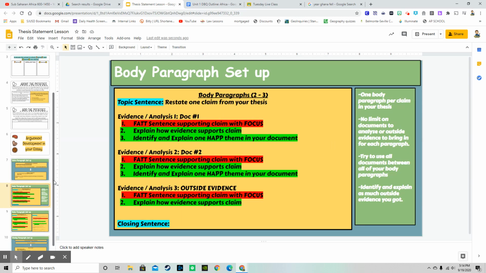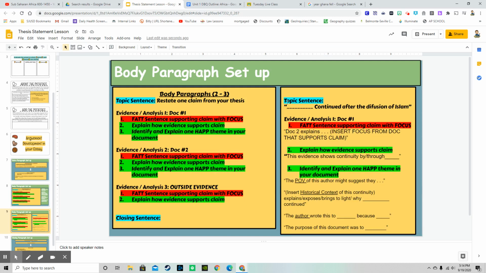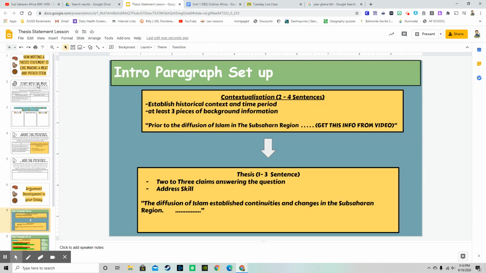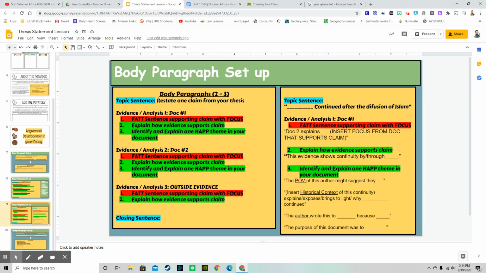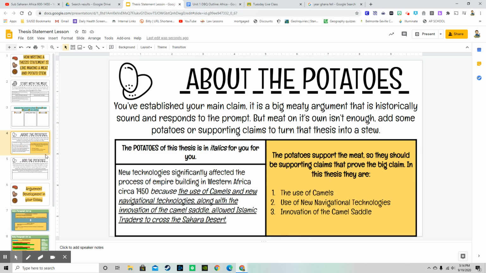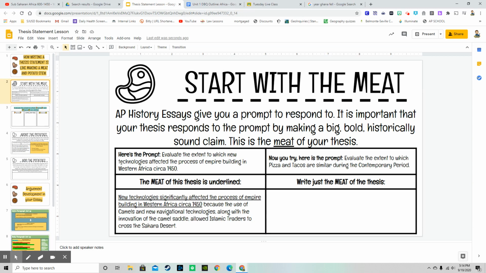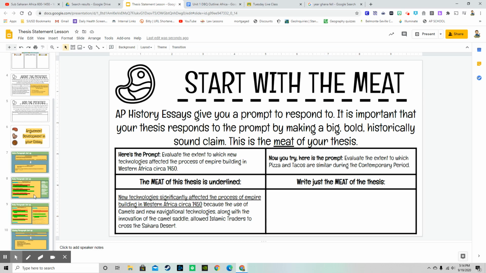Now, body paragraphs wise, again, if you haven't read how this was, we went over this last week, go ahead and take a minute and read this. And then on this slide, I'm going to go ahead and show you guys how it actually looks. So again, when you do your body paragraph, your topic sentence is a restatement of the claim you are going over in that body paragraph. So let's say I was going over camels, right? I would say that camels were one of the technologies that affected the process of empire building in Western Africa. That would be my topic sentence.